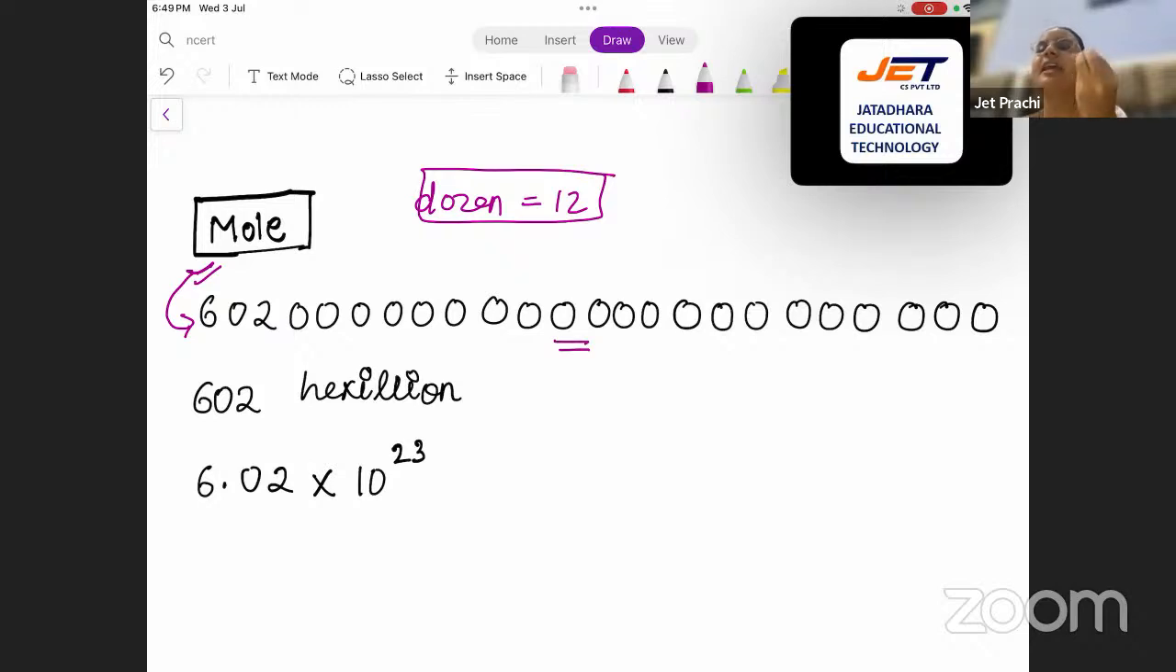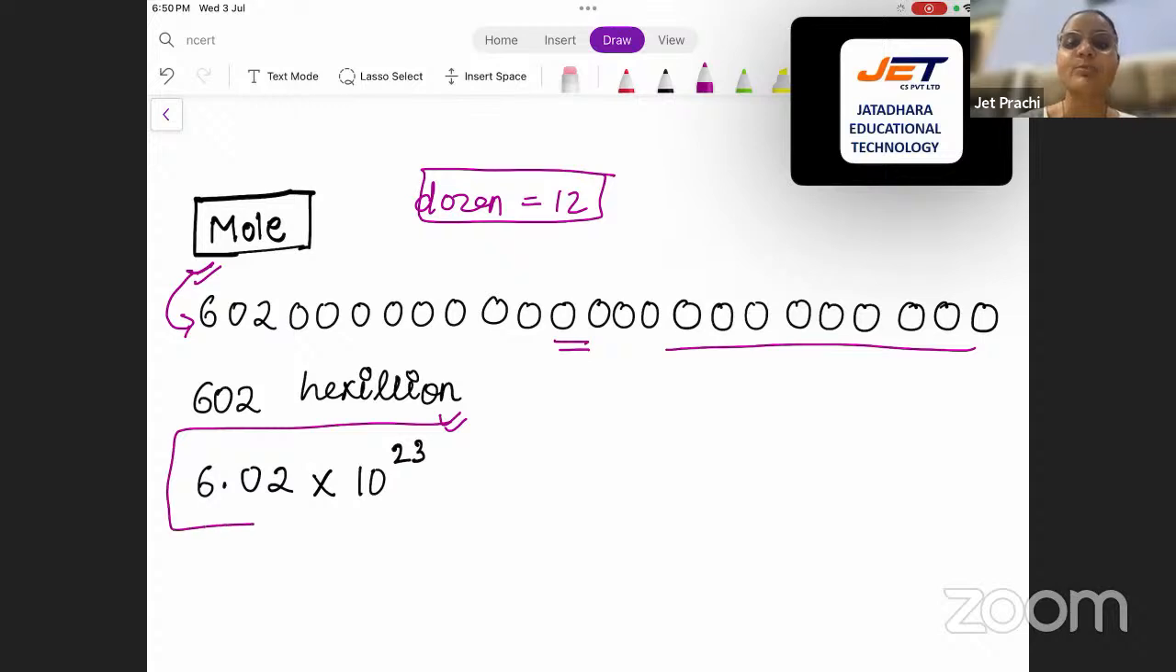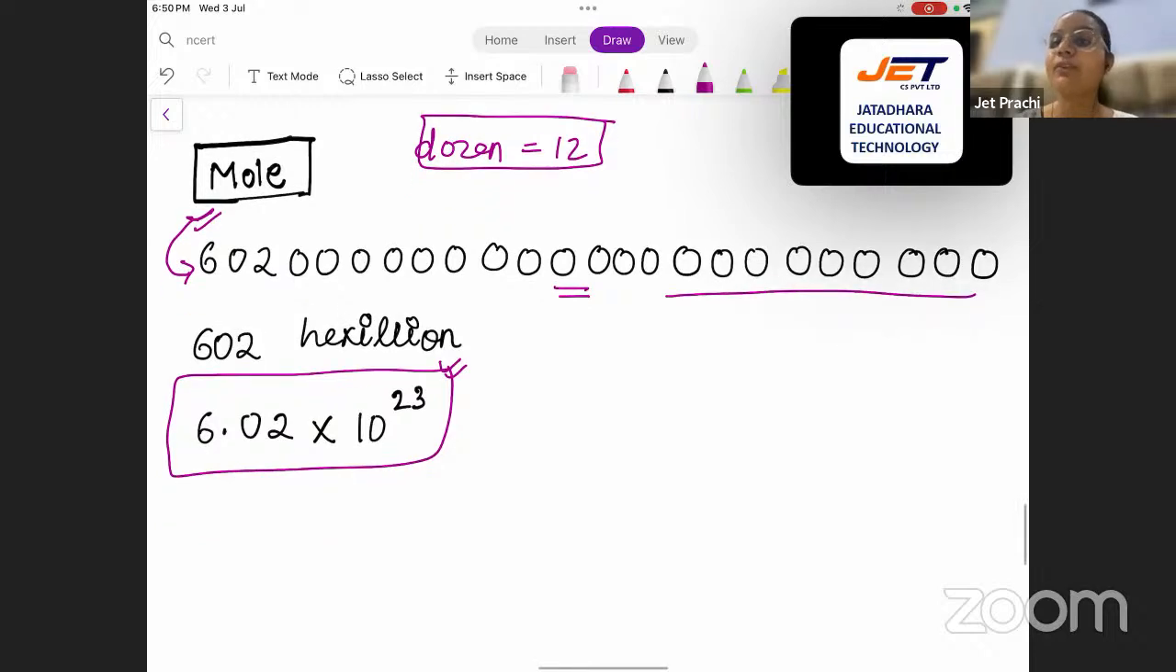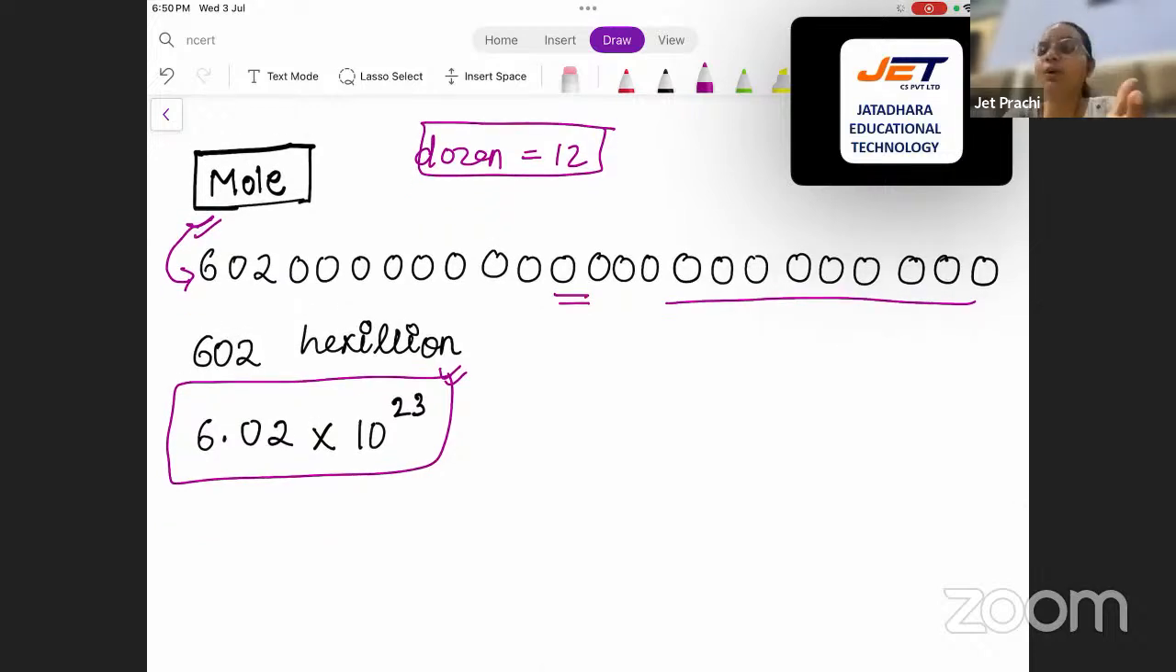If I say in chemistry, these many objects, these many particles, which is 602 hexillion. Now, every time in my copy, I'll not be writing this long, right? I won't write 602 and then putting 21 zeros. So how can I write it? I can write it as 6.02 into 10 raised to the power 23. So when somebody says 1 mole, then how many items do I have? I have 6.02 into 10 raised to the power 23 items.